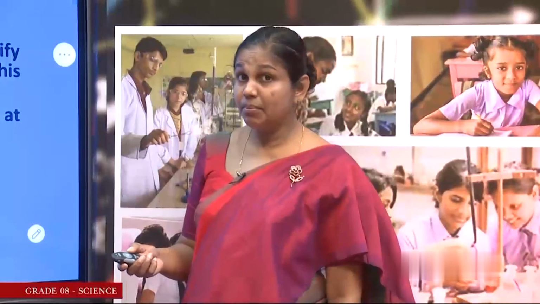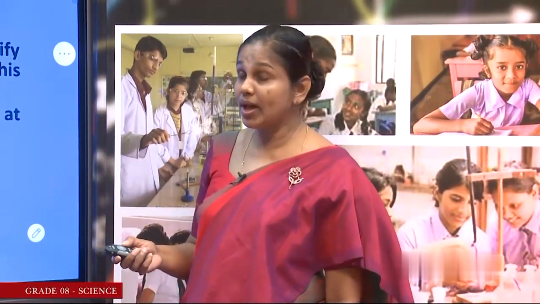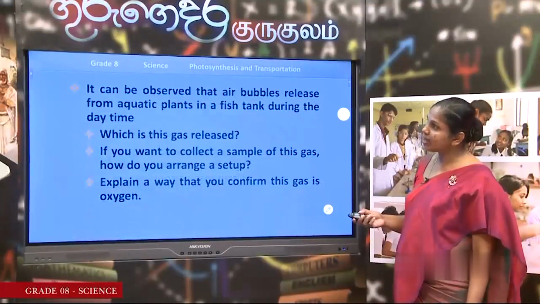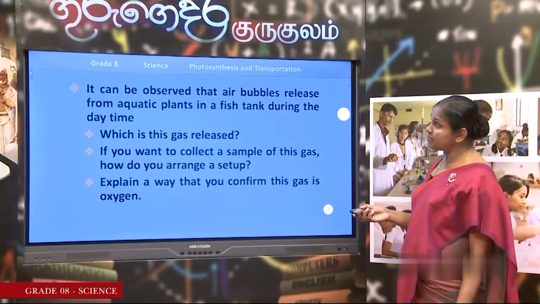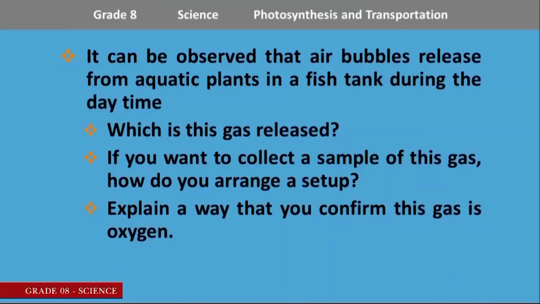Okay, children, there are some more questions to evaluate whether you have learned this lesson properly. See, it can be observed that air bubbles release from aquatic plants in a fish tank during the daytime. Which is this gas released? It is oxygen. If you want to collect a sample of this gas, how do you arrange a setup? Now, you must draw the setup with the trough of water and the funnel and the plant and the test tube inverted upside down. Can you remember? Don't forget to draw water and the plant in the setup.